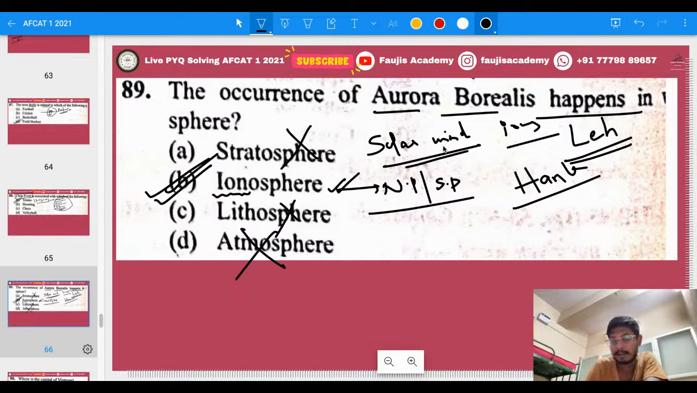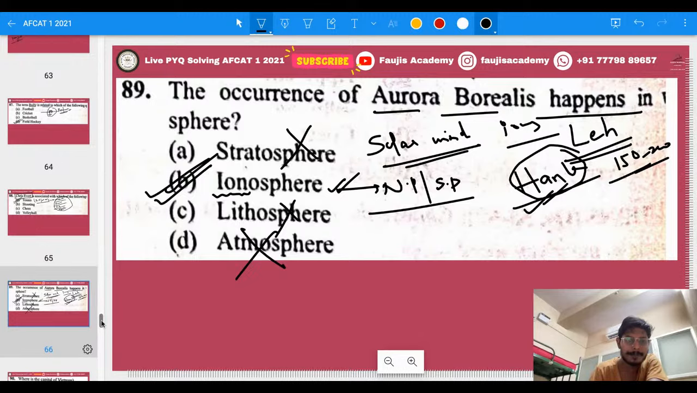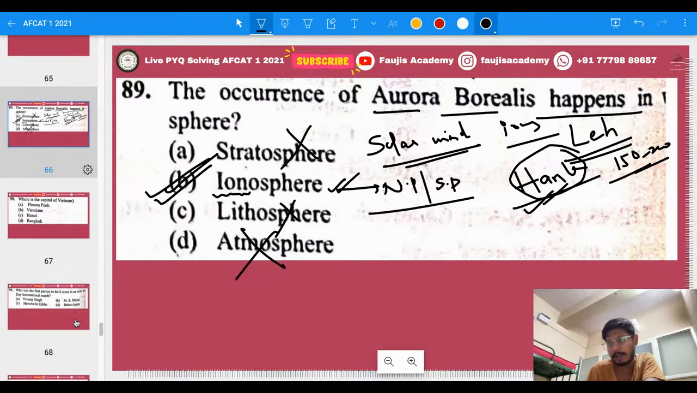I haven't gone there, I had less money, that's why. It's a place more than 150, 200 kilometers from Leh, Ladakh. Then you will reach Hanle, and there is an observatory also, a very big telescope over there. People can watch the aurora borealis over there as well. So you can watch aurora borealis in India itself.